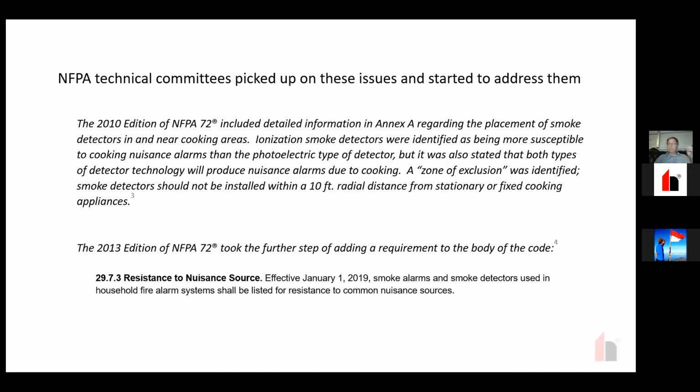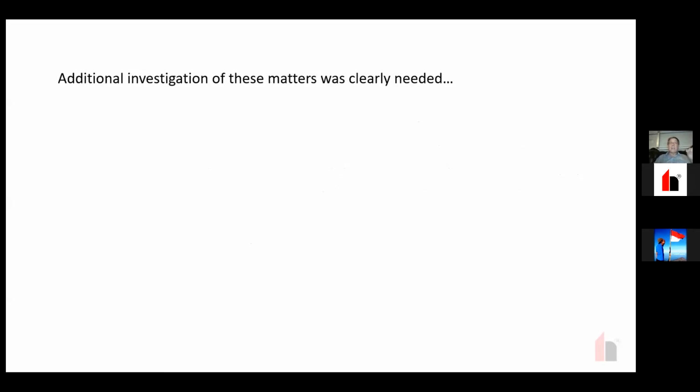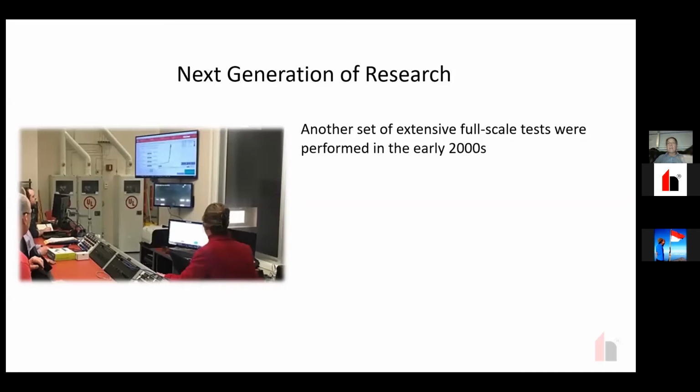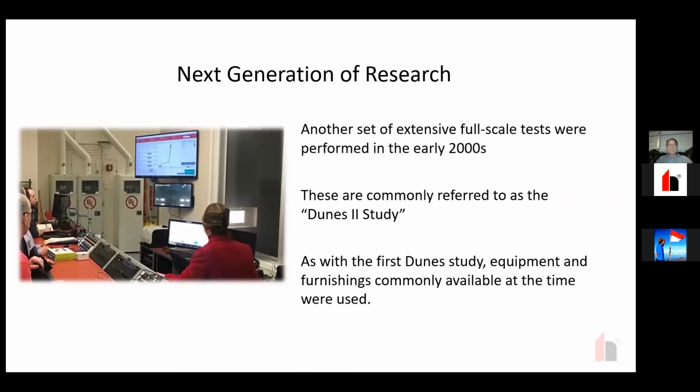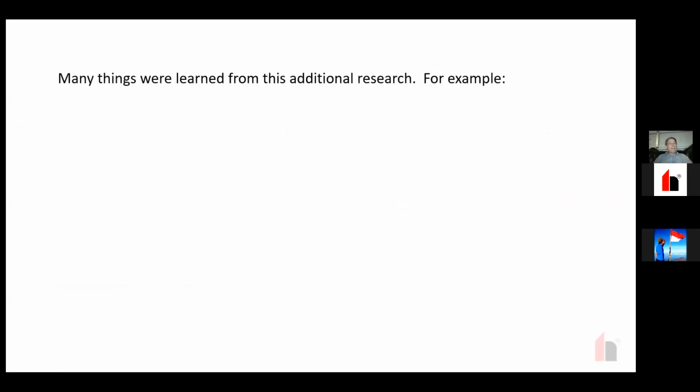There was a problem. The technical committees realized there was a problem. Clearly, additional investigation needed to be done to identify exactly what was happening. So they set up another set of full-scale fire tests. These were done in the early 2000s, commonly referred to as the Dunes 2 study. And as with the first Dunes study, they used equipment, furnishings, and construction materials that were commonly available at that time. A lot of things were learned from this new research that they did.